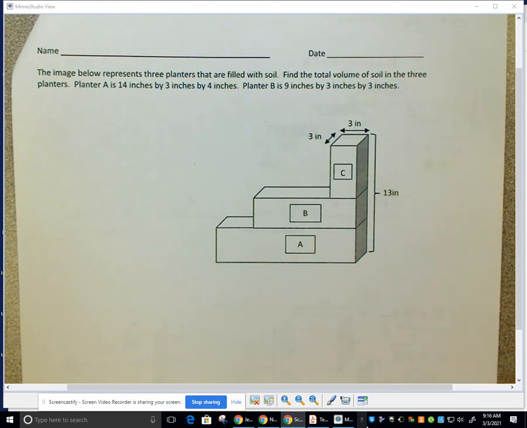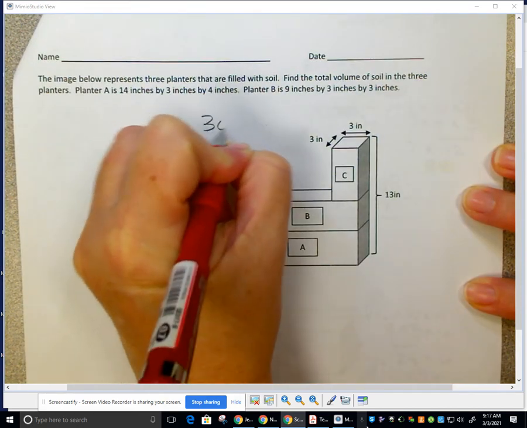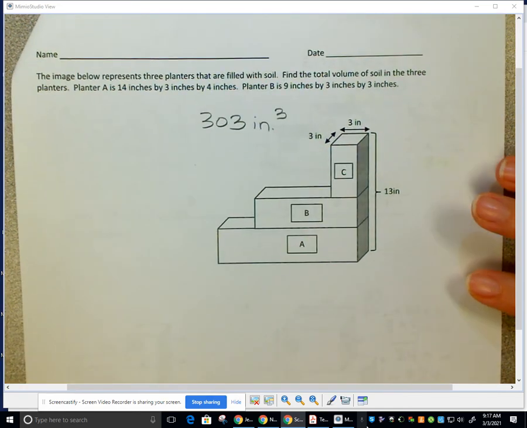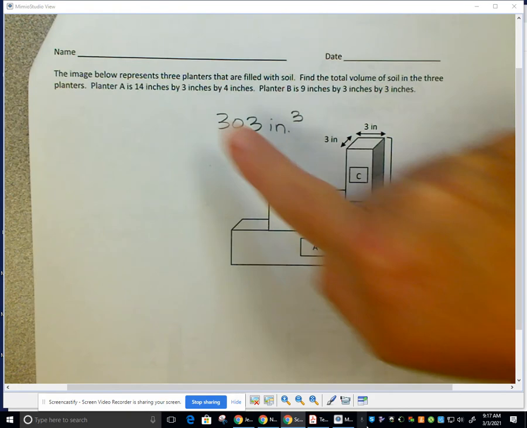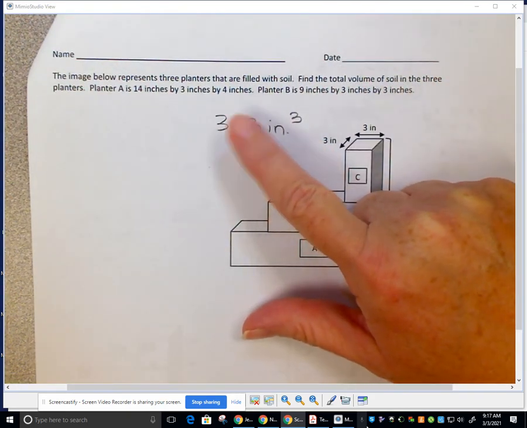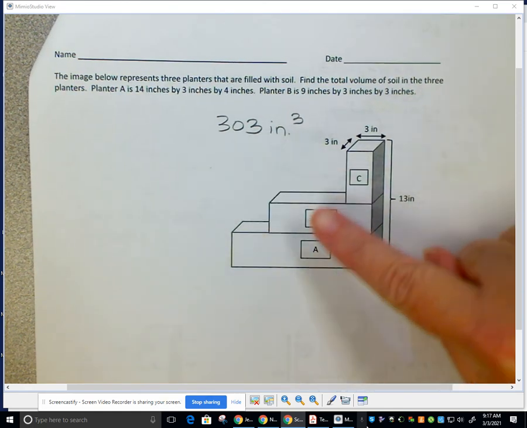And by the way, I'll go ahead and give you the answer for the exit ticket. Combined, the answer is 303 cubic inches. You've got to find the volume of all 3. Read this. It gives you the information, and you've got to get 303. Try that and let this help you and see if you're able to do this on your own.